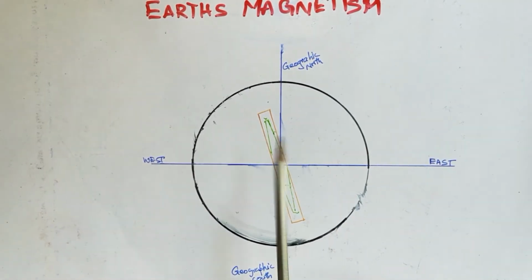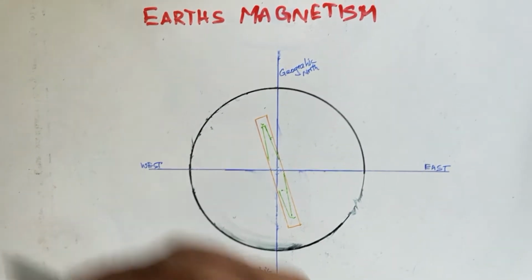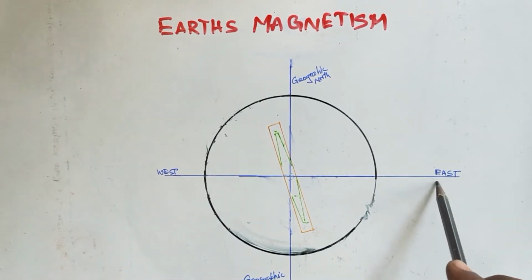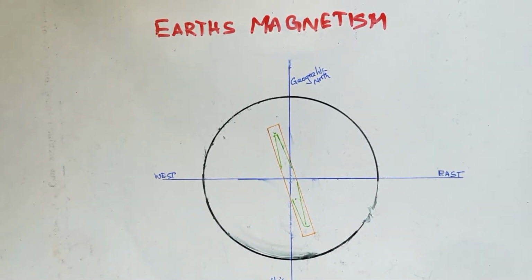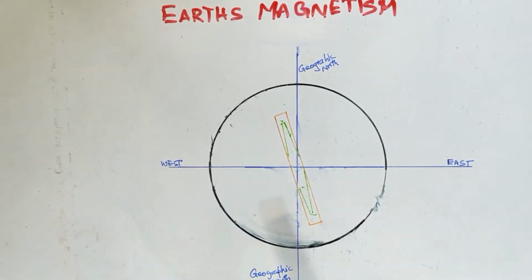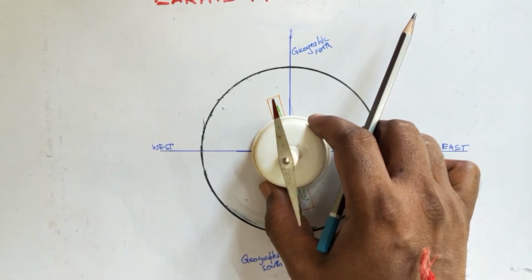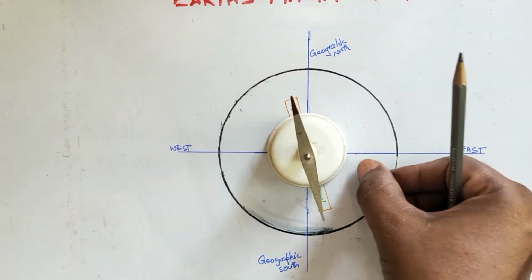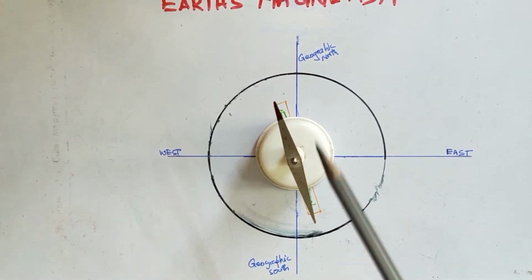In which axis does Earth rotate? It rotates around the geographical axis. Now I have taken a board. I have marked a circle on this board and marked the directions east, west, north and south. Now I will place a magnetic compass on the surface of this board. You see, this is a magnetic compass needle. I have placed it at the center. Now you see the magnetic compass is pointing towards a certain direction.